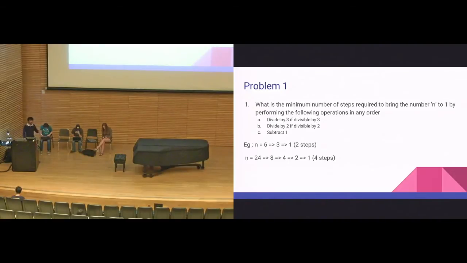So could someone give me an example where greedy does not give you the optimal solution for this problem? For what value of n will greedy not give you the optimal solution? It's not a big number.